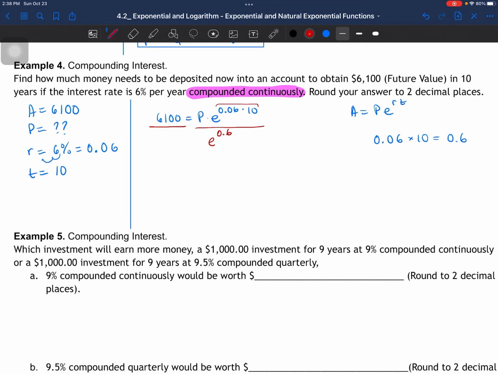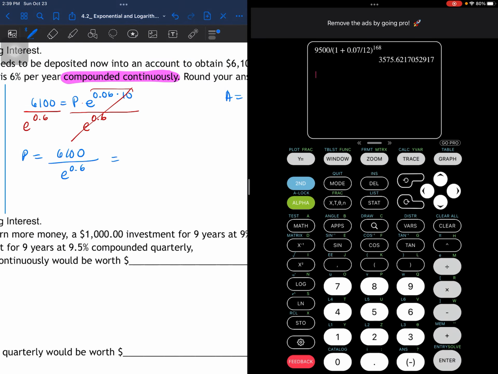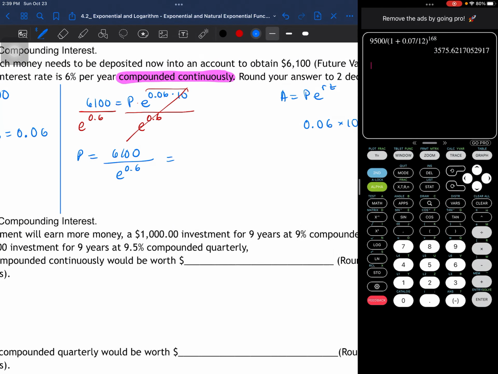Alright, so we know that this is a multiplication. So if we're solving for P, then we can simply just divide both sides by e to the 0.6, right? So these will cancel each other out, and this will leave us with P is equal to 6,100 all over e to the 0.6. And this is actually not so hard to put in a calculator, so we're going to try that.